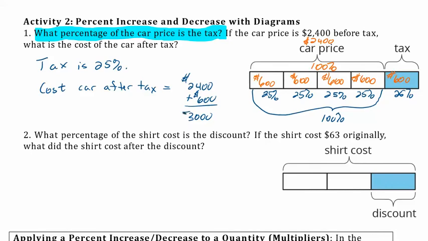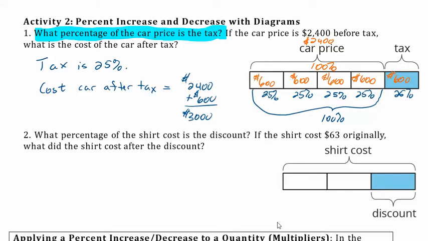Similar problem number 2. Here's your tape diagram. This one's a discount though. The other one was tax; we were adding on an amount. In number 2, we've got the shirt cost, which is all 3 of these blocks, and we're going to discount that shirt cost by a certain amount. So pause the video and see if you can answer that one and then restart it when you're done.